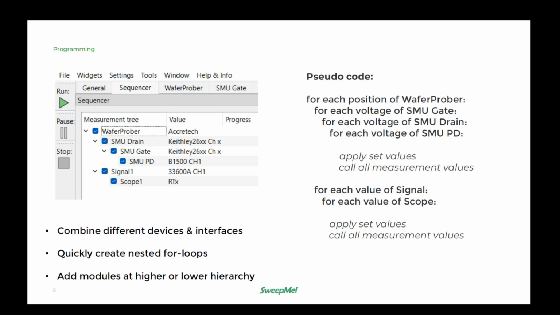For example, you can create measurement procedures in SweepMe in a bottom-up approach. This means you can start with a single SMU, and stepwise add more and more modules and make your concept or your program larger and larger, without thinking about how to structure your measured data or how to visualize it, because SweepMe will handle this in the background for you.